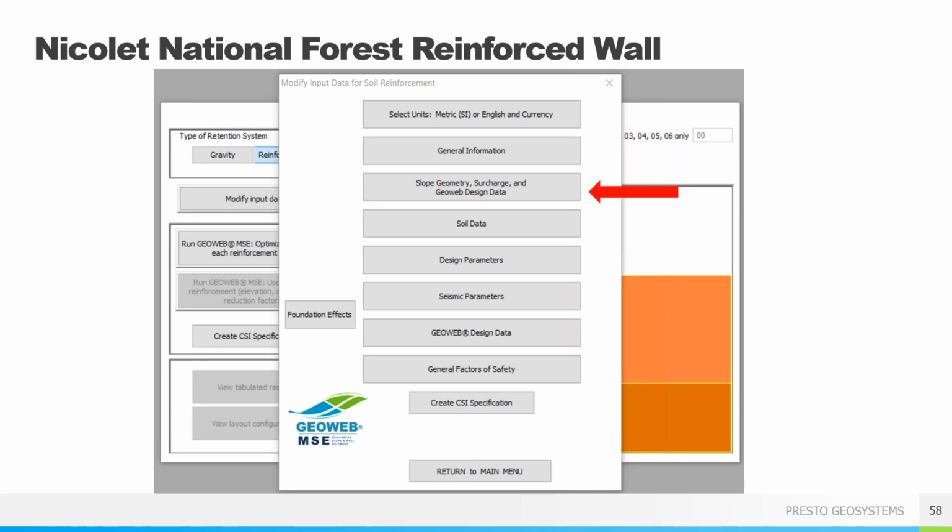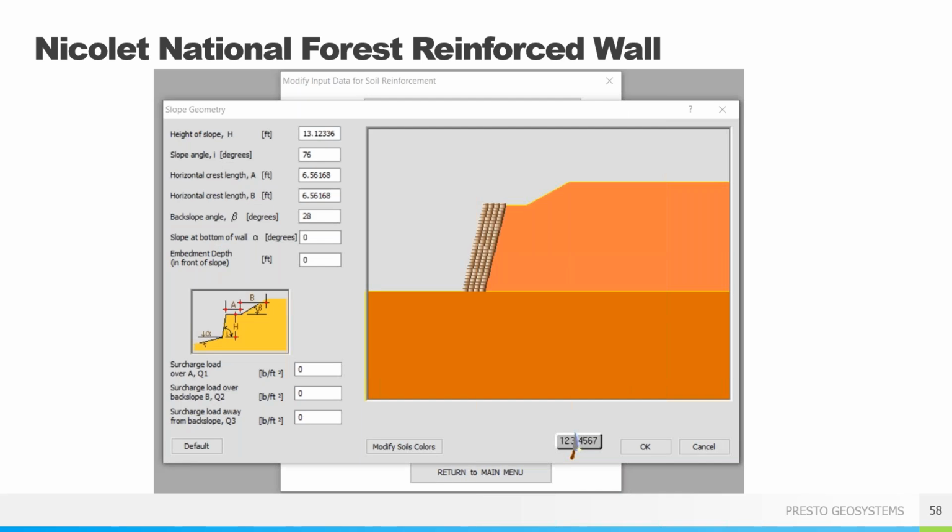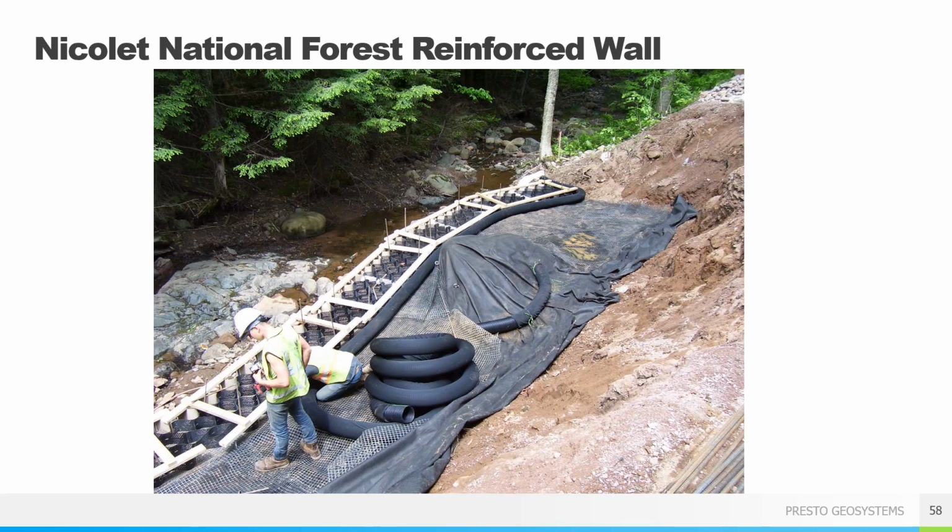This is a little bit different. You're going to have your slope geometry, your surcharge, in your geo design data. Here you can see that, once again, the same conditions as a gravity wall with your toe slopes, your back slopes, your surcharges.